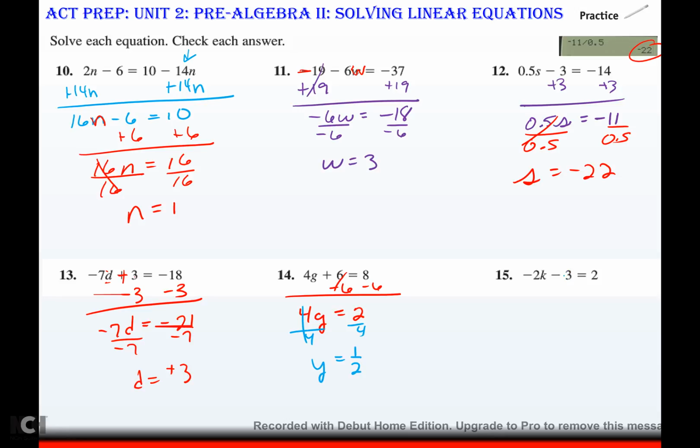Okay, on this one, we've got to undo subtraction first, so I'm going to add 3. I get negative 2k equals 5. Divide by negative 2, and k equals negative 2.5, or negative 5/2, depending on how they write their answer.